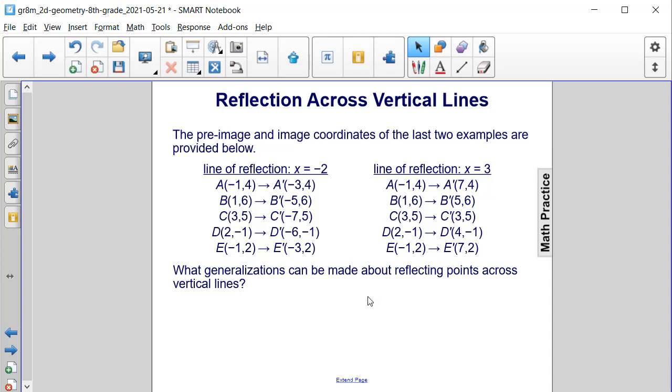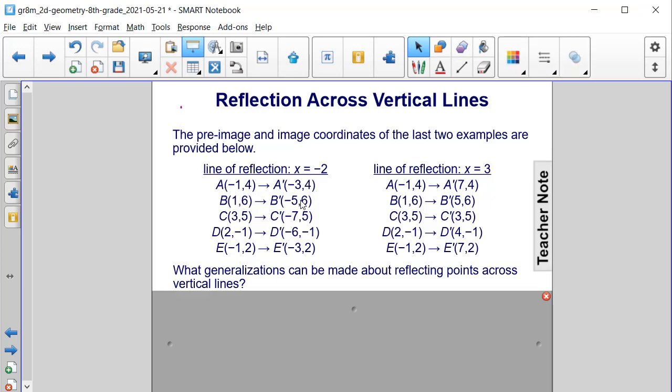What generalizations can be made about reflecting points across the vertical lines? How do the x and y coordinates change or remain the same? Take a moment to pause this video and think about it, and when you're done, unpause it.